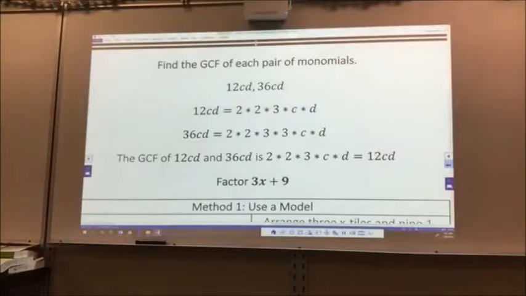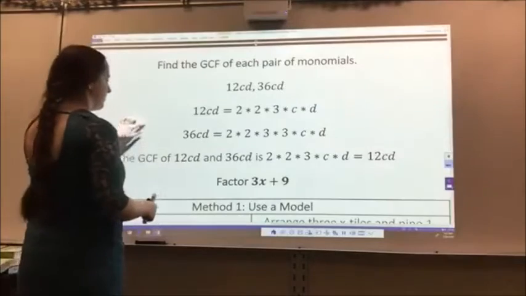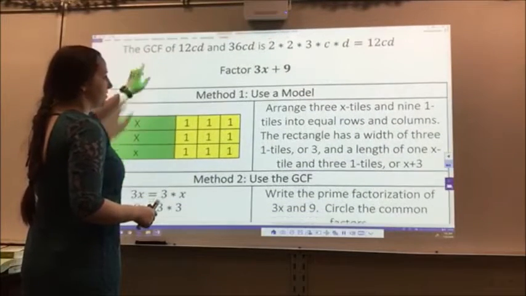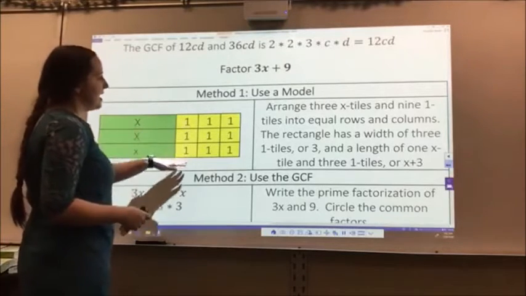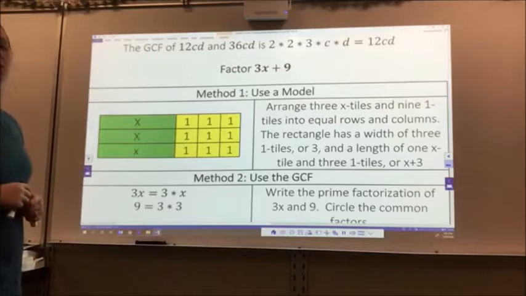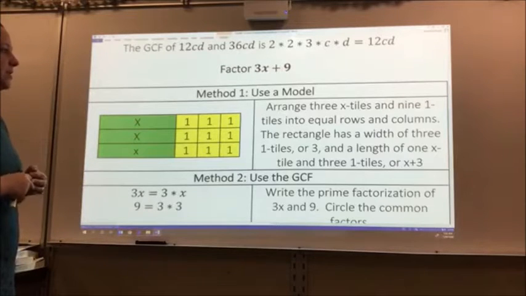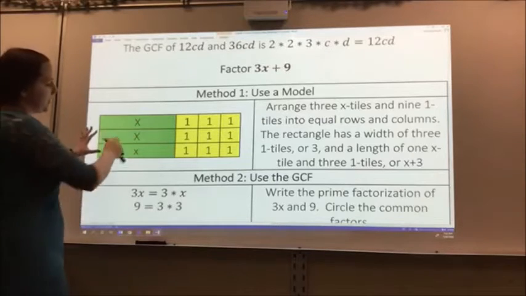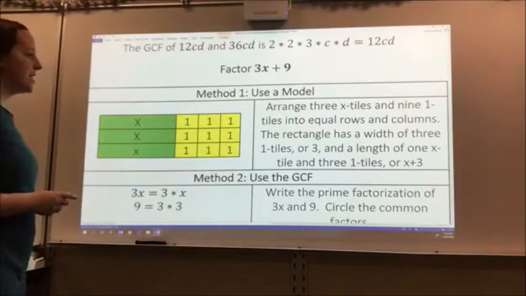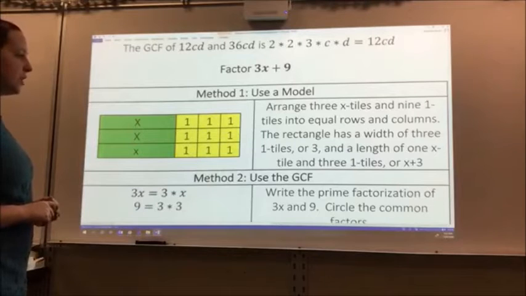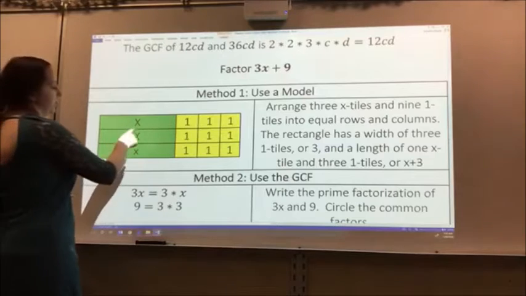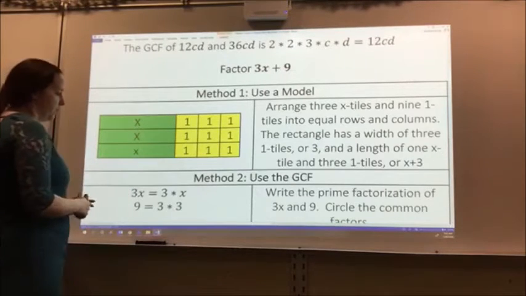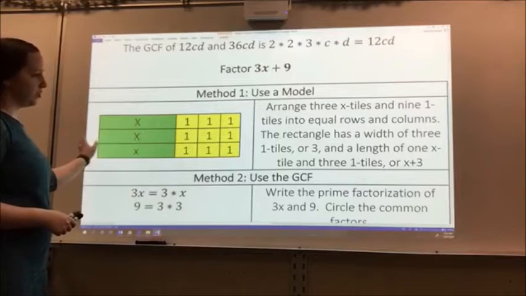So the next thing I want to do is factor 3x plus 9. So method 1, I can use tiles. So I have 3 x's and 9 1's, okay? So I can arrange 3 x tiles and 9 1 tiles into rows and columns, okay? So they want to be equal as much as possible, okay? The rectangle has a width of 3 1 tiles or 3 and a length of 1 x tile and 3 1 tiles or x plus 3. So you can see that I can take out 3 because it's 3.